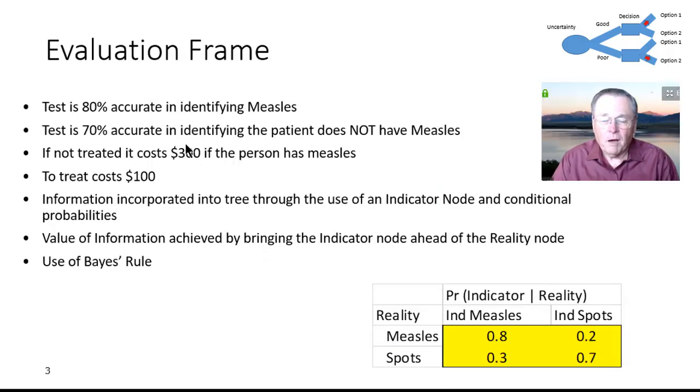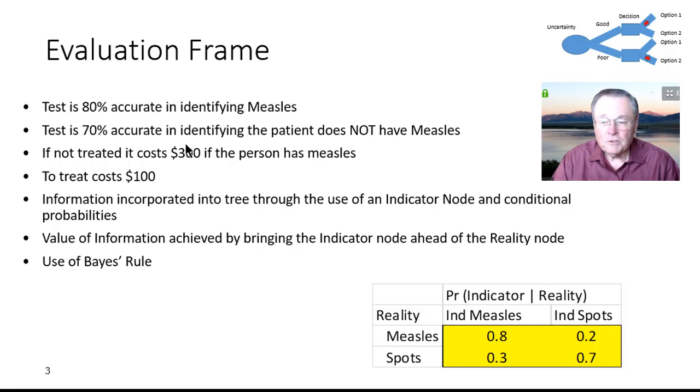The frame of the problem is that the test is 80% accurate in identifying measles. That means there's a 20% chance of false negatives. The test also has a 70% chance of identifying the patients when they do not have measles, so there's a 30% chance of false positives. If we don't treat the patient and he actually has measles, it's going to cost us $300. And if we treat them, it costs $100.